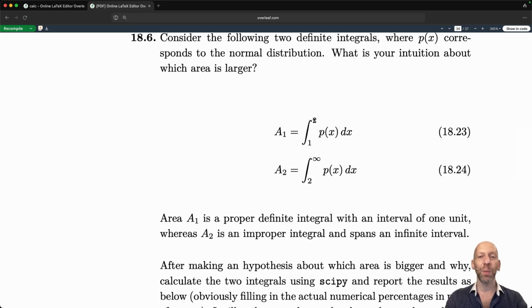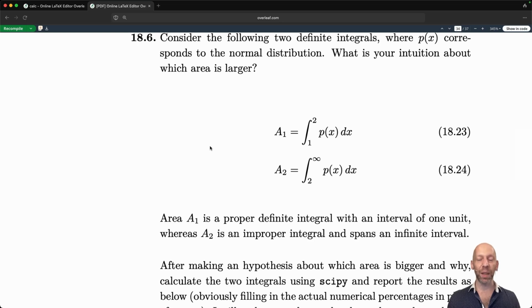Now we can just think about the range, or the domain, on the x-axis that we're considering here. This is 1 to 2. That's a unit of 1. And here is the distance between 2 and infinity, which is a distance of infinity. It is unbounded growth. It is infinitely larger than the distance between 1 and 2. But the question is, what is the area under the PDF for the normal distribution between 1 and 2 versus the area between 2 and infinity?